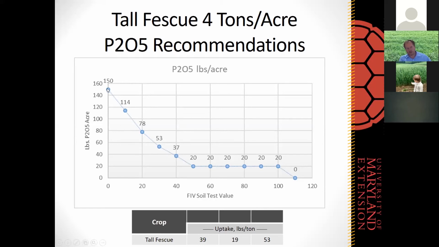We're only building up the soil when we're putting on over 80 pounds. So just be cognizant of that. On high productivity fields, you can actually take off more phosphorus than what we're recommending you put on. Now, on lower productivity fields, 2 tons to the acre, these recommendations are going to be a little bit more suitable.